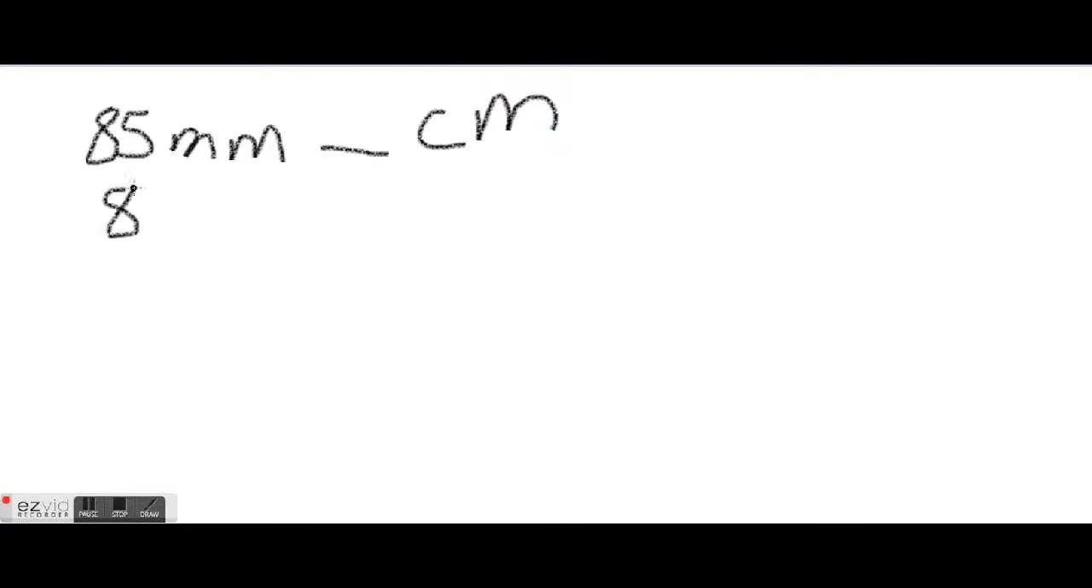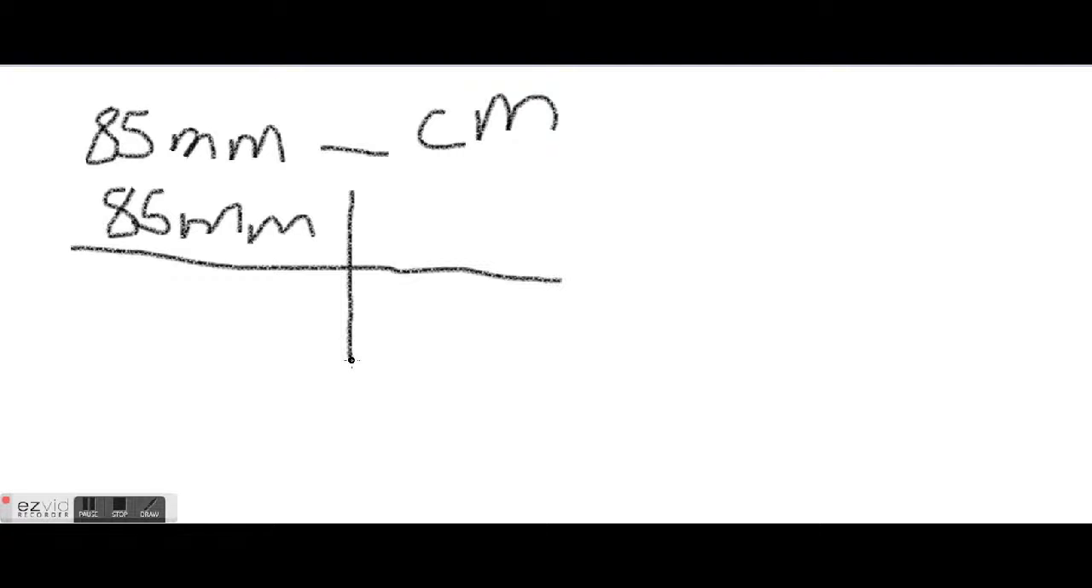Alright, number 1. 85 millimeters to how many centimeters? All we have to do is line it up. So when we line it up, we have 85 millimeters, like this, right? Then we do our ratio. All we know is that when it comes to millimeters and centimeters, and this is something you need to memorize, is that 10 millimeters equals 1 centimeter.